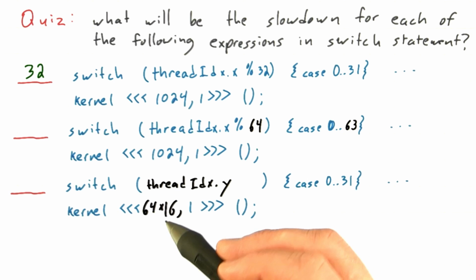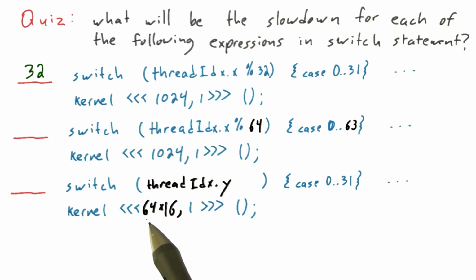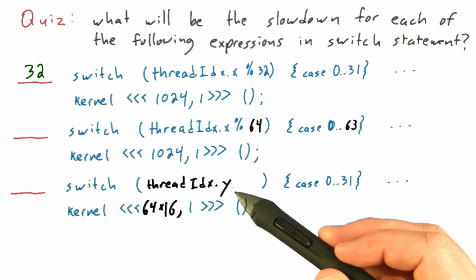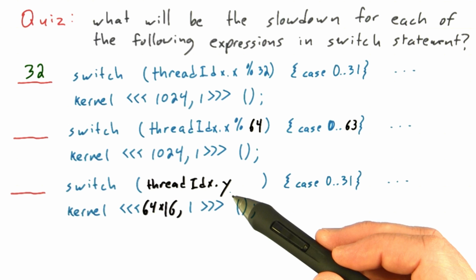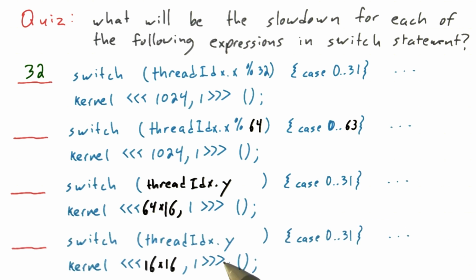What about a two-dimensional kernel? Here I'm using some shorthand to indicate that I'm launching a thread block which has 64 threads in the x direction and 16 threads in the y direction, again a single thread block, and I'm going to switch on the y index of the thread. And next, another example where I'm going to switch on the y index of the thread as before, except this time I'm launching a thread block with 16 by 16 threads.